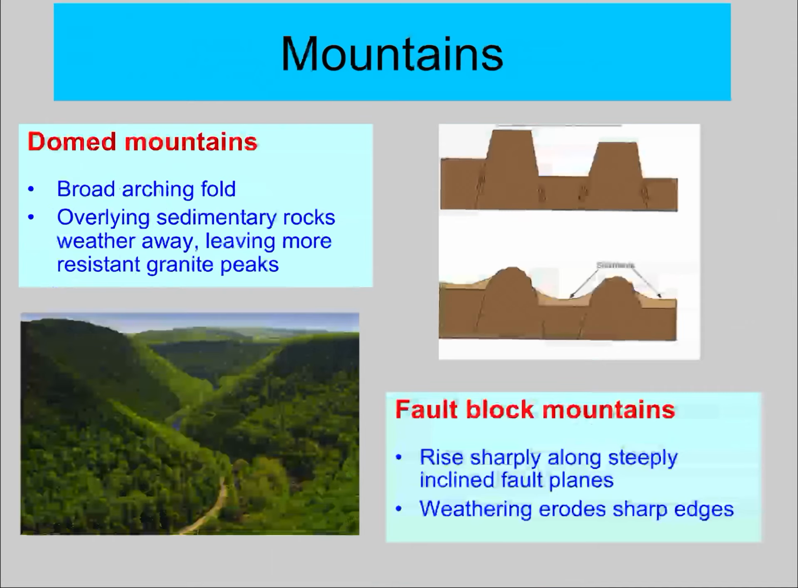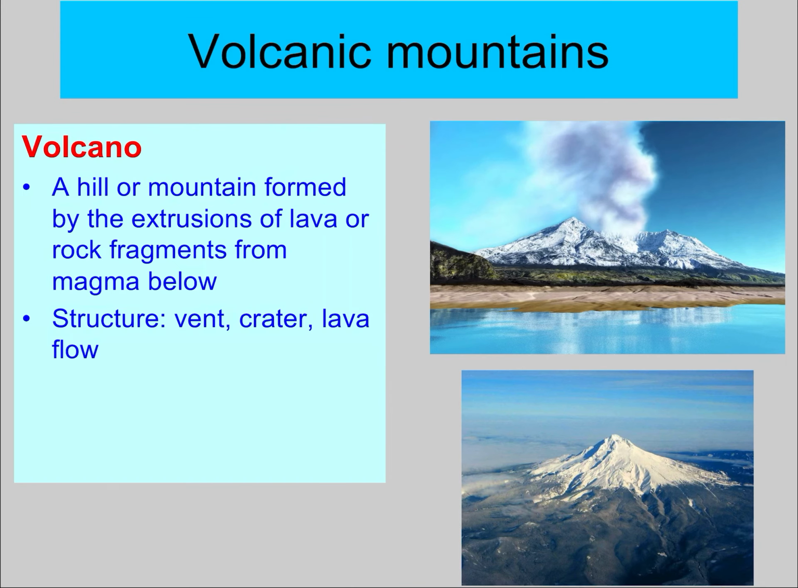Fault block mountains are our horsts and grabens. So when we talked about the rocks pulling apart and how sometimes the spots will fall down and get pushed up, these are fault block mountains. They're going to rise sharply and steeply along inclined fault planes, and then over time the weathering will erode those sharp corners to create kind of a rolling mountainous valley like the Sierra Nevadas and things like that. The domed mountains are more like the Black Hills Mountains in South Dakota.